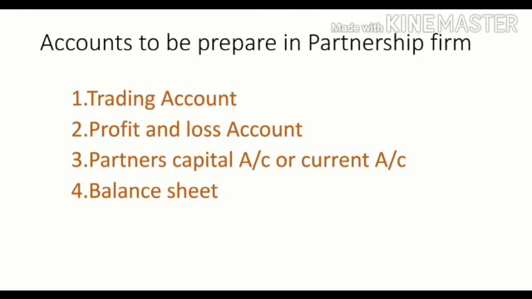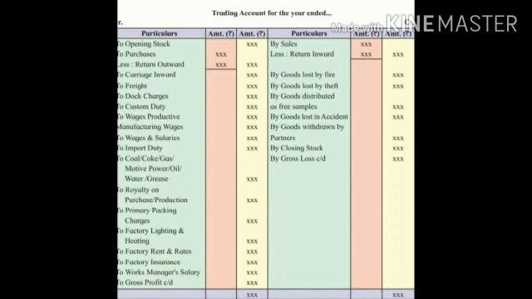Now in a partnership firm, how many accounts do we have to prepare? In partnership final accounts, just like a sole trading concern, we have to prepare a trading account, a profit and loss account, and a balance sheet. But here we have to prepare one more account in the partners' final accounts, the trading account. Trading account is a nominal account.